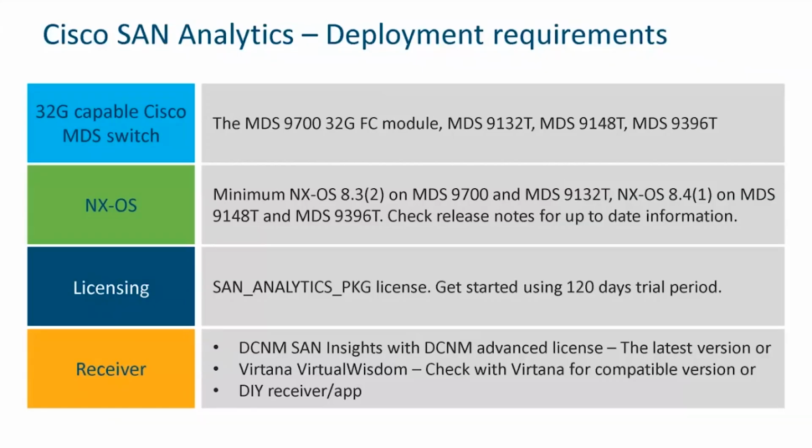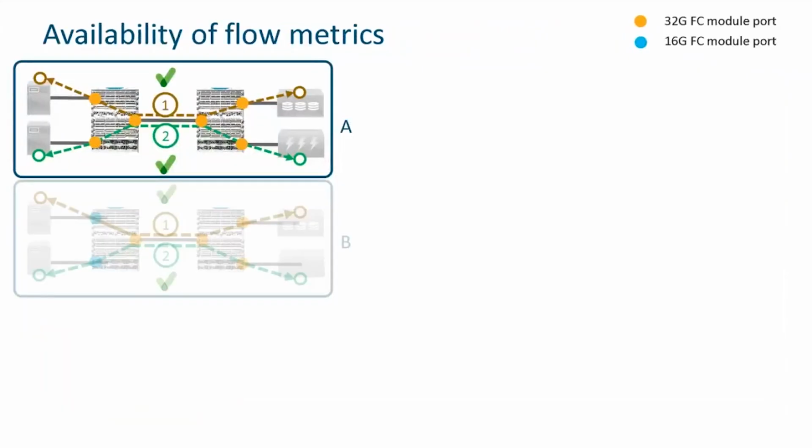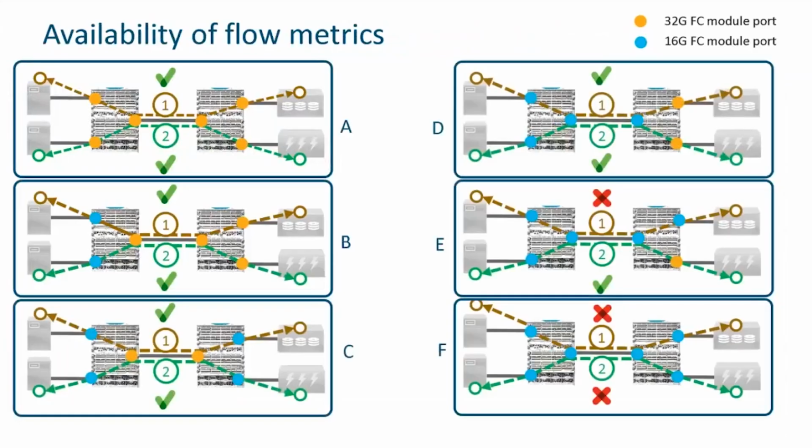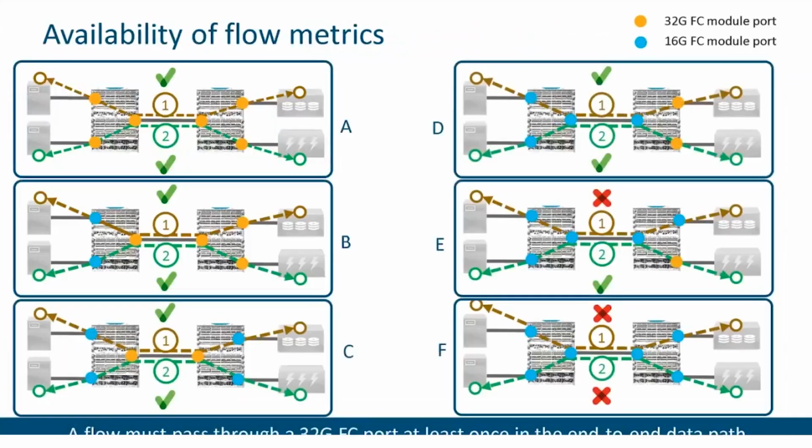That's the standard procedure. Okay, availability of flows. We have talked about this. I will not cover every little detail, but essentially the point is your traffic must pass through a 32 gig capable port at least once in the end-to-end data path. There are some examples here, when we are comparing a 16 gig module to a 32 gig module. If you look at scenario F, the two flows there have 16 gig modules end-to-end, so we cannot enable analytics on any of the ports.